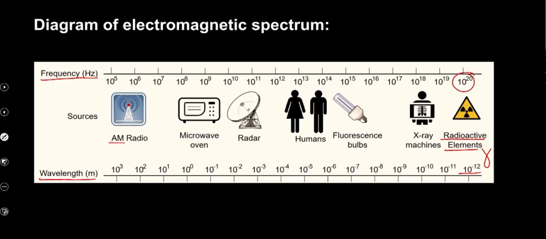So if we look at the entire spectrum as a whole, we should be able to see quite a clear trend. The frequency from left to right, from radio waves to gamma rays, is increasing and does so quite dramatically, while when we look at the wavelength, we can see that the wavelength increases when we move from the gamma ray side of the spectrum to the AM radio wave side of the spectrum.